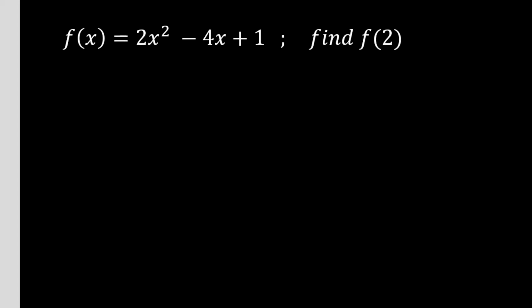Let's say f of x equals 2x squared minus 4x plus 1. Find f of 2. So we are going to find the value of the function 2x squared minus 4x plus 1 at x equals 2. So let us find the value.